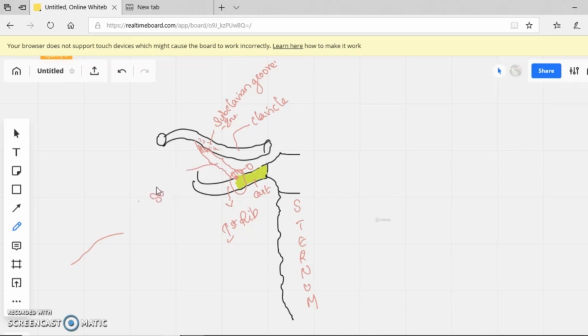So we are calling that the subclavius muscle. I think you will be clear with the origin and insertion of these three muscles: pectoralis major, minor and subclavius muscle. Now we will move on to the nerve supply and action of this particular subclavius muscle.